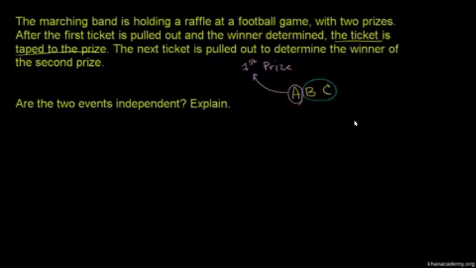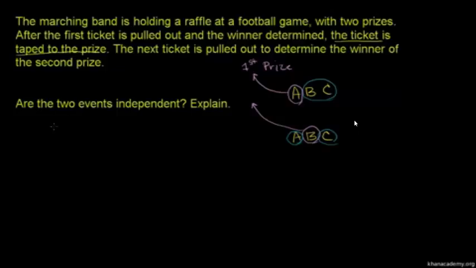Now, the first prize could have gone the other way. It could have been A, B, or C. If the first prize had gone to ticket B, then the possible outcomes for the second prize would be A or C. So the possible outcomes for the second prize are completely dependent on what ticket was pulled out for the first prize. So these are not independent events. The outcomes for the second event are dependent on what happened in the first event.